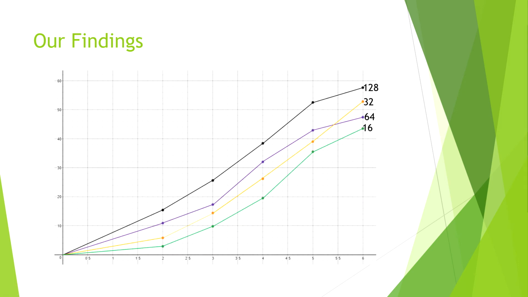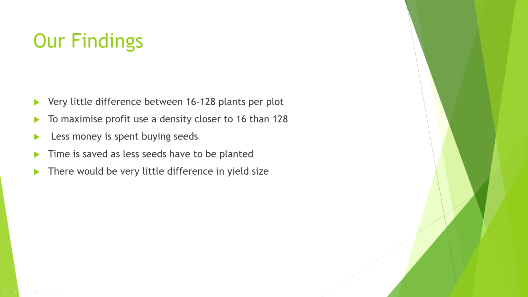As 16 plants per plot is surpassed, the yield, as predicted by our model, always tends to a maximum yield of around 60 grams per plot. This is due to the limited resources. Because it does not make much difference using 16 plants per plot compared to 128 plants per plot, to maximise profit from each batch we would advise a density at the lower end of this range. This means that, for very little yield difference, less money will initially be spent buying the seeds, and time will also be saved if less seeds have to be planted.